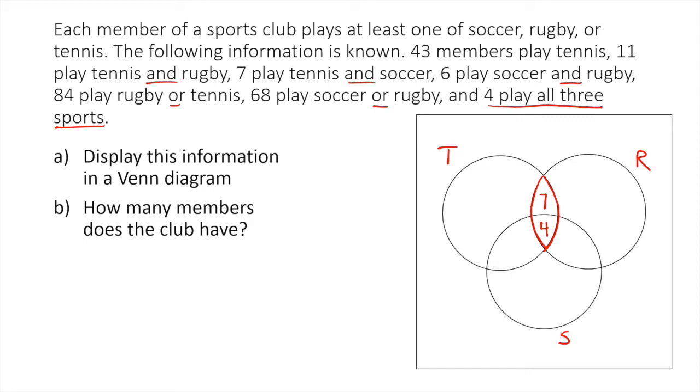And so you can see that understanding the overlap is essential because we know that the number inside that eye shape is 11, but of that 11, only 7 play the 2 sports, but not the 3.